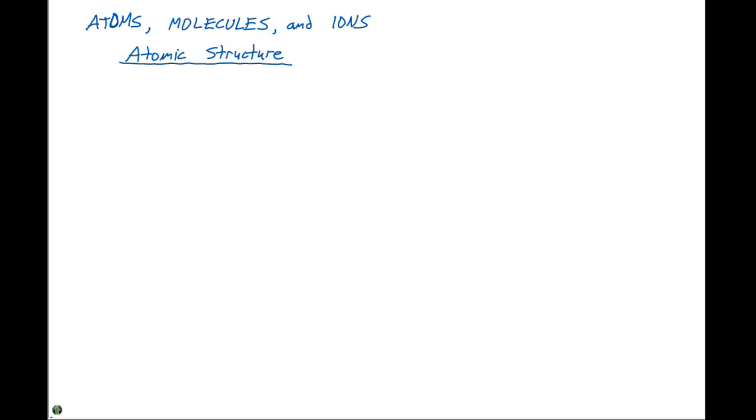Chapter 2 of our textbook is titled Atoms, Molecules, and Ions. And we're going to start in section 1 by discussing atomic structure. So macroscopically, matter is classified in 3 ways. And we talked about this in chapter 1.